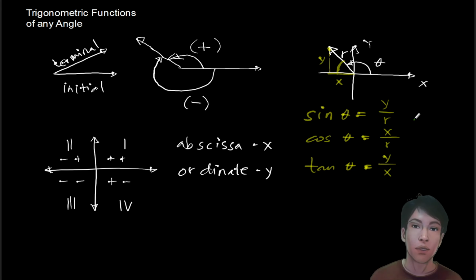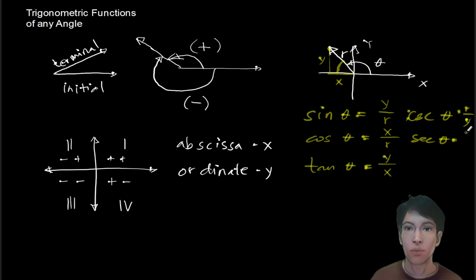And of course the equivalent inverse of sine will be cosecant. So cosecant theta is r over y, and then secant theta is r over x. Cotangent theta is x over y.